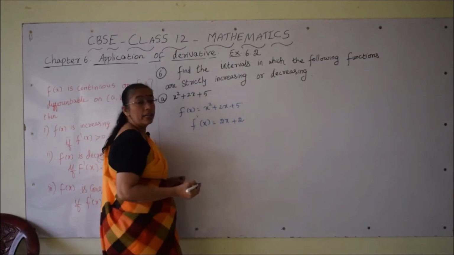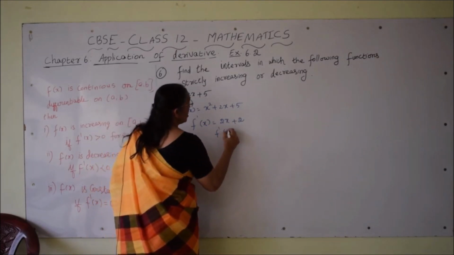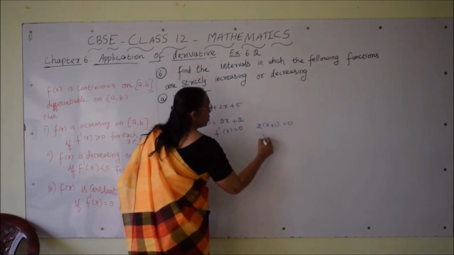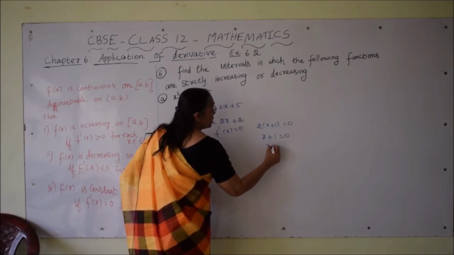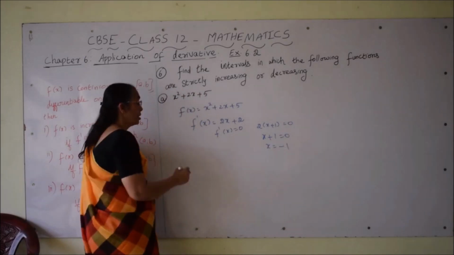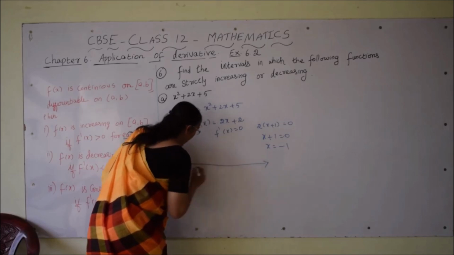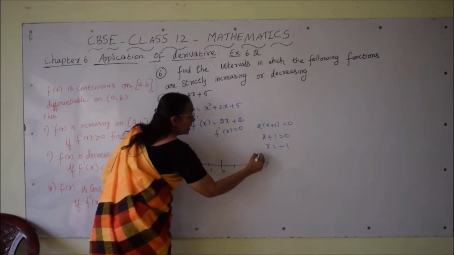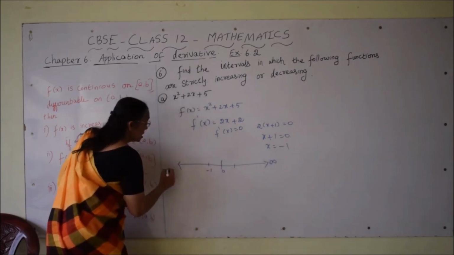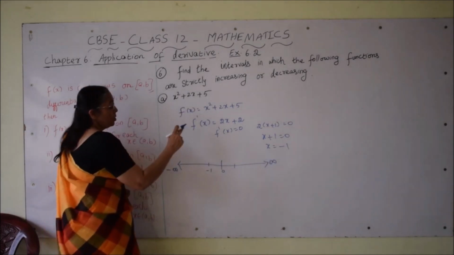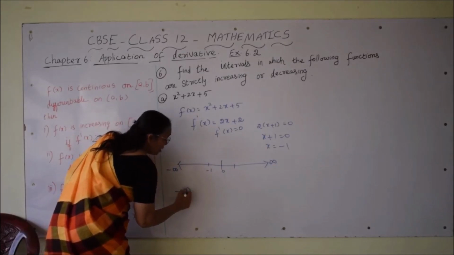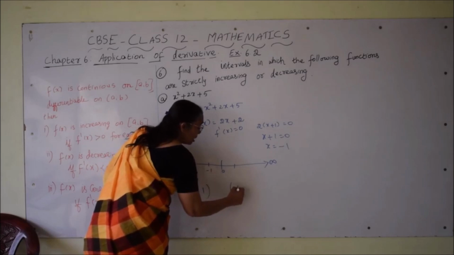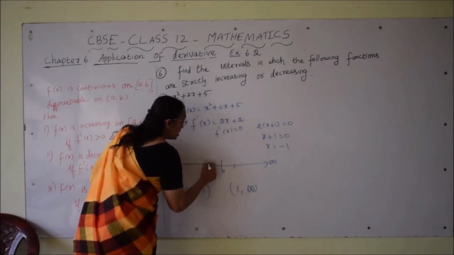Now to get the turning points, equate f dash of x equal to 0. So 2 times x plus 1 is equal to 0, which implies x plus 1 is 0, x is minus 1. So the number system is divided into 2 sub-intervals. Here minus 1, 0, this side is positive infinity, and here negative infinity. So from minus infinity comma minus 1 is one interval, and minus 1 comma plus infinity is another interval. This is our turning point.